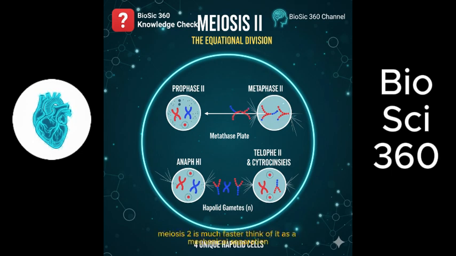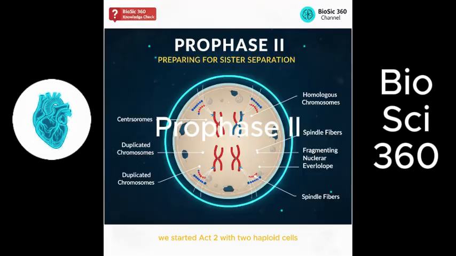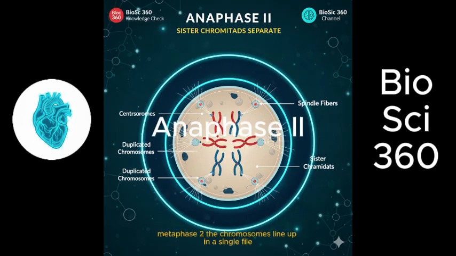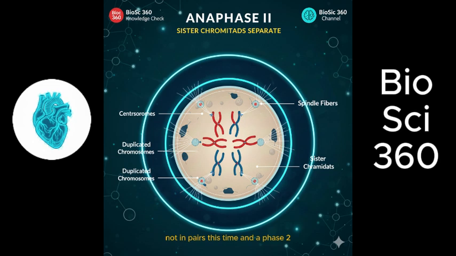Meiosis II is much faster. Think of it as a mechanical separation. We started Act 2 with 2 haploid cells. We will finish with 4. Prophase II. The chromosomes condense again. No crossing over happens here. Metaphase II. The chromosomes line up in a single file, not in pairs this time.